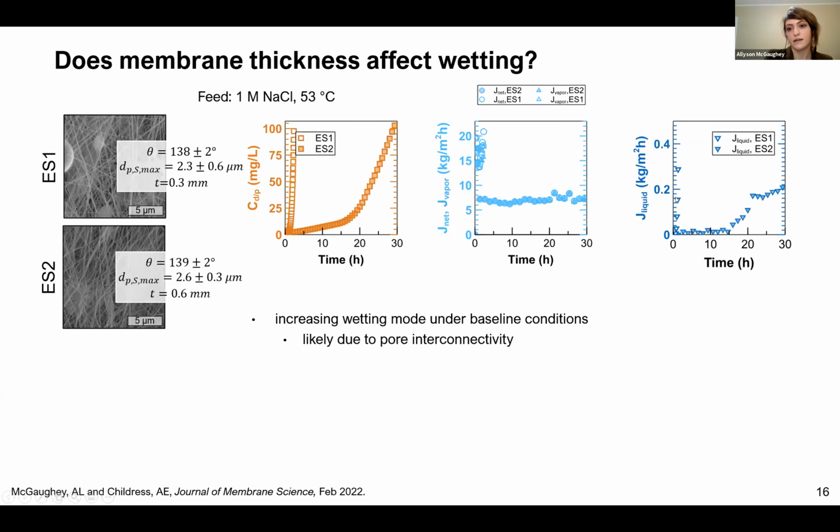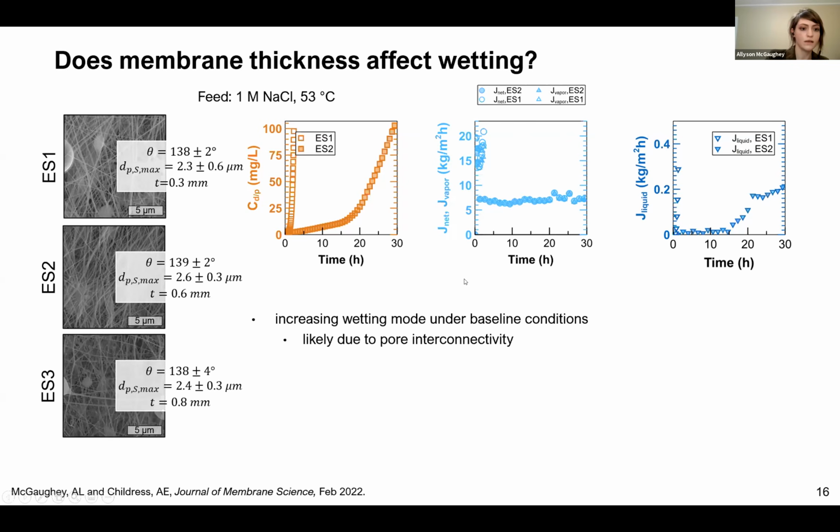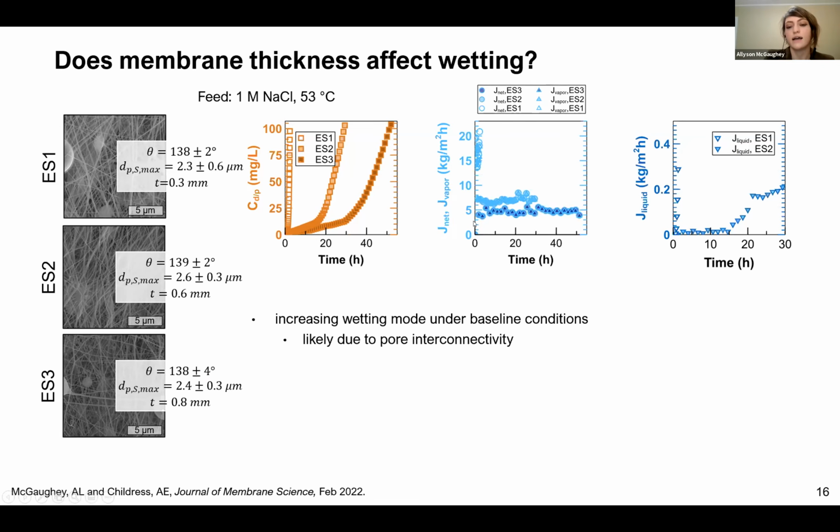And then when we look at liquid flux, we see a delay, but we again see that increasing trend in liquid flux. And here I'm expanding the y-axis to make that more clear, so we can see liquid flux increases over time. And finally, we tested a third electrospun membrane. Again, similar contact angle, similar pore size, but greater membrane thickness. And now expanding our time axis to 55 hours, we see that although it increases more slowly, CDP increases steadily throughout operation. Net and vapor flux are similar and overlapping throughout operation. But liquid flux, although we did get a longer delay, we still saw that increasing trend in liquid flux.